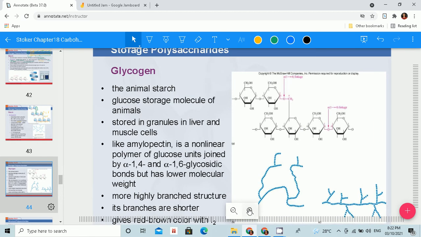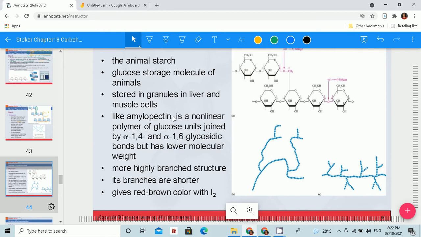Like amylopectin, it is nonlinear. It's a branch of glucose units joined by alpha 1,4 and alpha 1,6 glycosidic bonds. But unlike amylopectin, our glycogen has lower molecular weight and is a more highly branched structure. Its branches are also shorter.